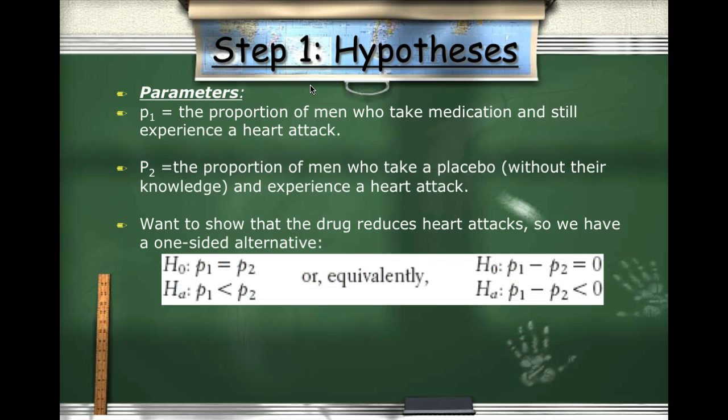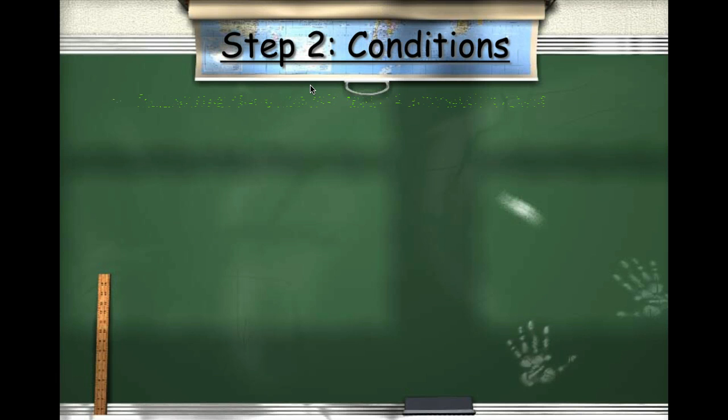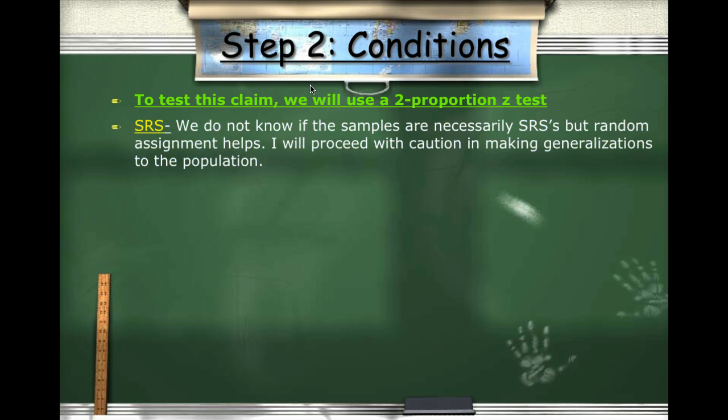I'm going to start by believing that the treatment makes no difference, that the two groups have a similar proportion of heart attacks. But I think that my proportion in the treatment group might in fact be lower. I'm thinking the medication helps reduce heart attacks. All right, now to check my conditions, I'm going to do a two-proportion z-test. I don't know if the samples are necessarily SRSs, but random assignment helps. So I'm going to proceed with caution in making generalizations. Now this is extremely important.